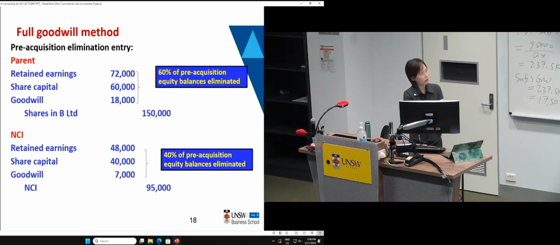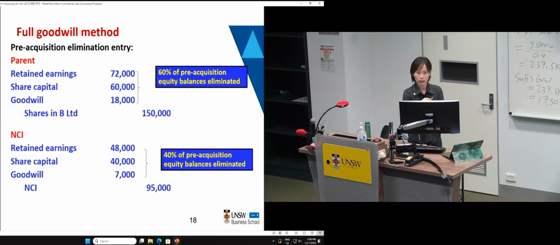Now the difference here is that it's no longer 100%, right? You have to multiply by a percentage based on the parent's shareholding in the subsidiary. But all the rules, principles, and rationale behind this adjustment are exactly the same as we have learned previously. Now, moving on from here, we're going to prepare the NCI entry. Now this is the elimination entry. So we eliminate the parent's investment in the subsidiary against the parent's share of the subsidiary's pre-acquisition equity balance.